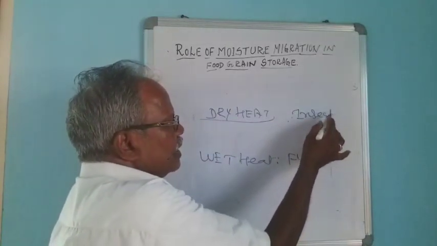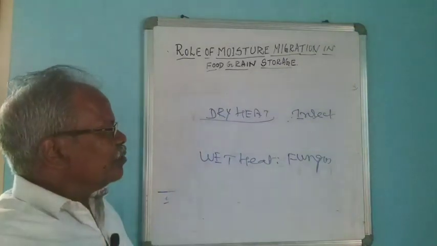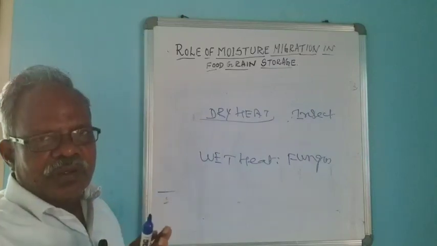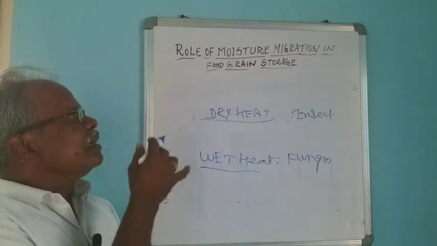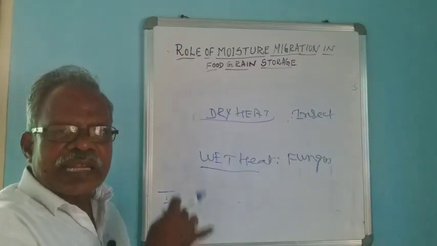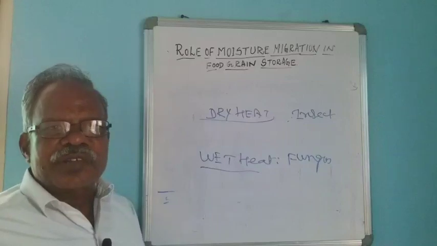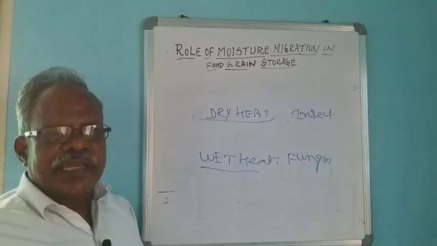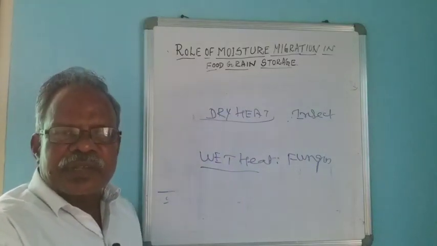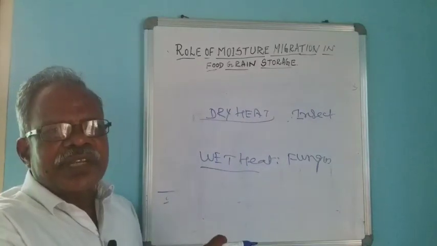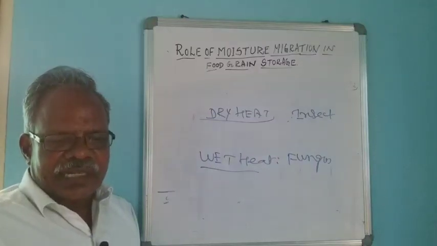Suppose Trogoderma granarium activity is there, more Trogoderma larvae will be there, then the heat will be more. This is called dry heat and wet heat. These things are also to be known by the personnel who are handling the food grains. So these are all the important things which we have to keep in mind regarding moisture migration. It is a very important aspect which happens in the godowns; unless we know all these things, it is very difficult to preserve the food grains. So with this we complete moisture migration in food grains.